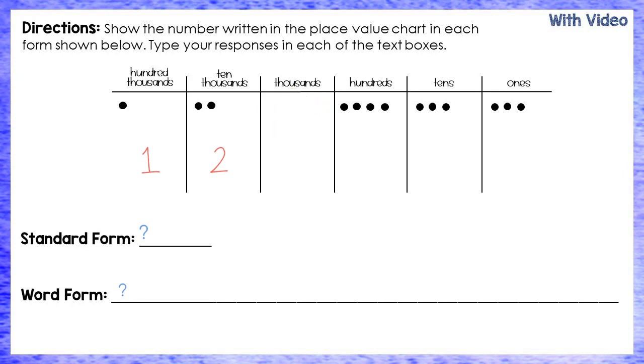How many thousands are there? There are 0 thousands. How many hundreds are there? There are 4 hundreds. How many tens are there? There are 3 tens. How many ones are there? There are 3 ones. And our comma, we write after we've written all of the digits, and it goes between the thousands and the hundreds. So go ahead and let's say this number together.